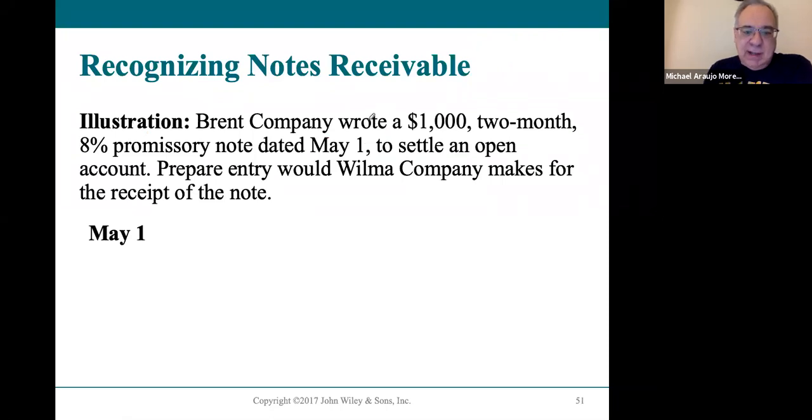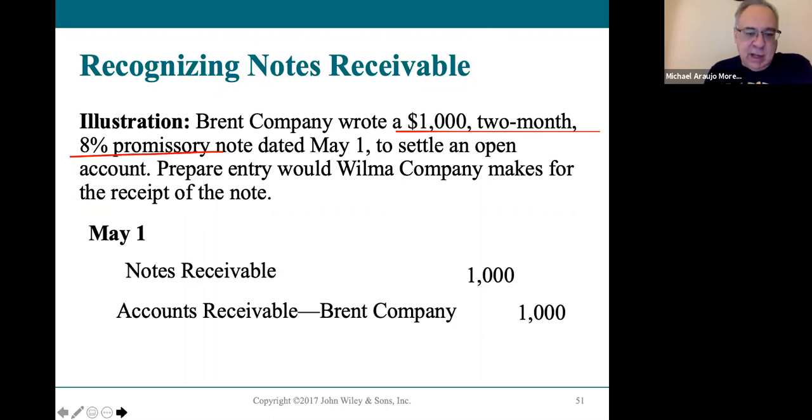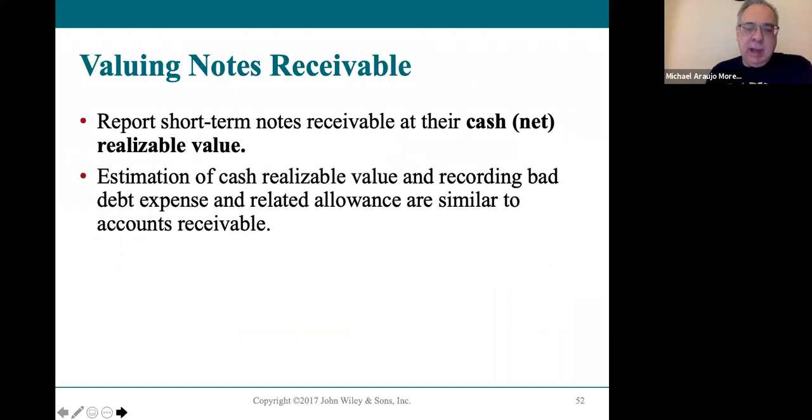So in this case, if you look at an illustration, this is a $1,000 2-month promissory note to settle an account. That's usually how it's done. Because it is going to settle an open account, the note receivable is going to be debited, and the account receivable for Brent is going to be credited, because they pay the account receivable with a note. Okay. So now the note receivable is on the books.